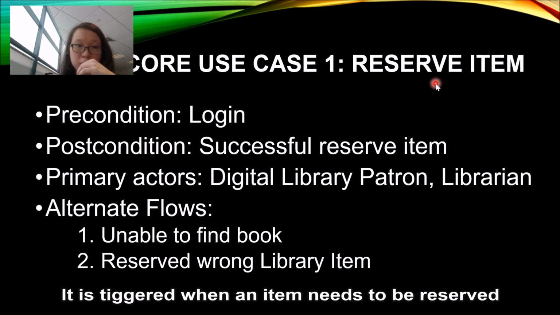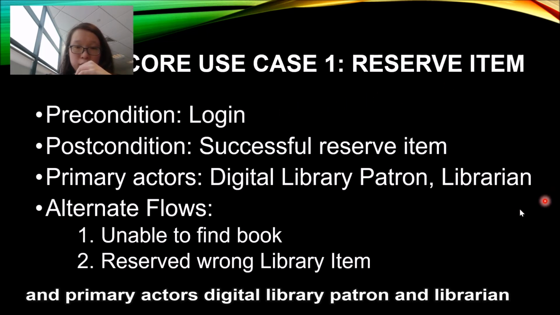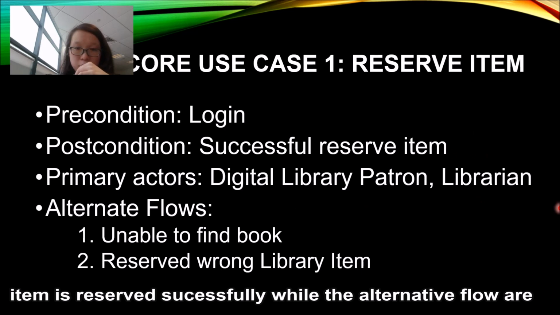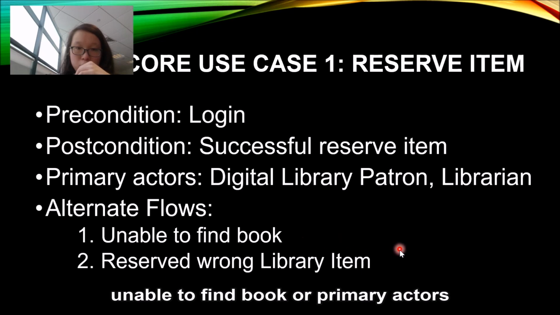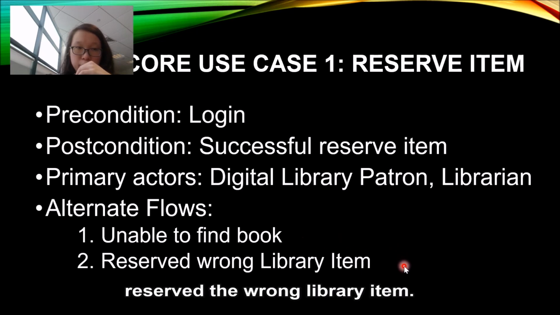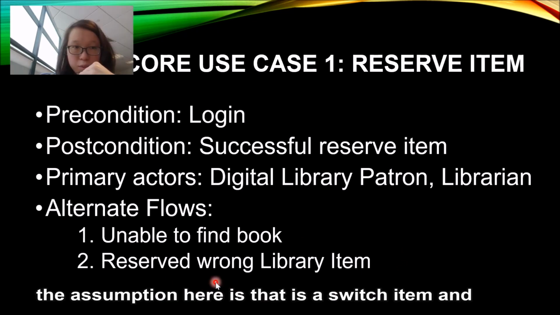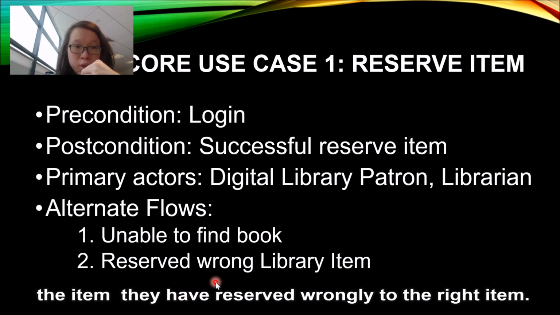Moving on, the first core use case is reserve item. It is triggered when an item needs to be reserved. With the precondition of being logged in and primary actors digital library patron and librarian, the main flow result would be the item is reserved successfully, while the alternative flows are unable to find book, or primary actors reserve the wrong library item. For the reserve wrong library item alternative flow, the assumption here is that there is a switch item and change reserve item function for the user to change the item they have reserved wrongly to the right item.